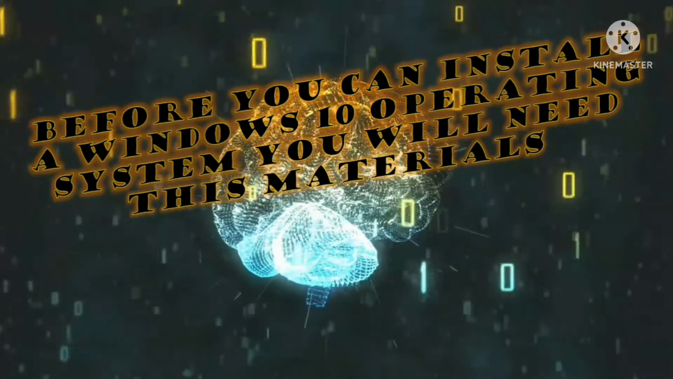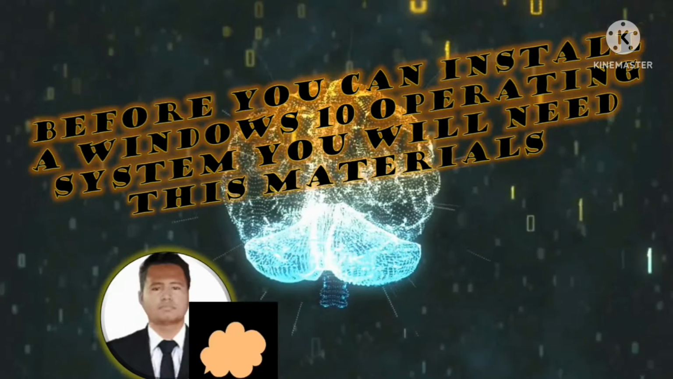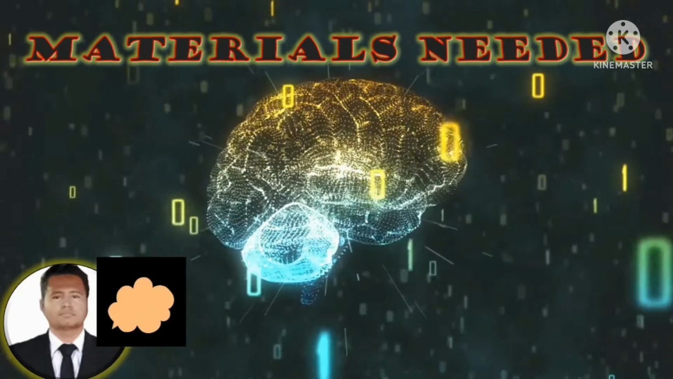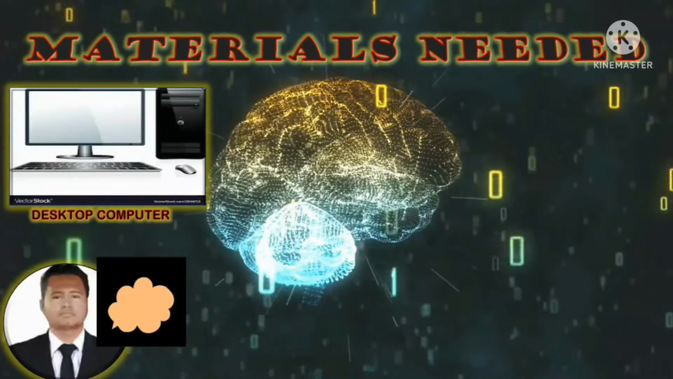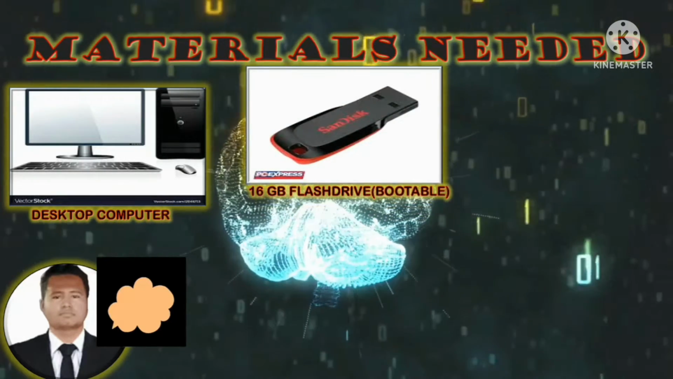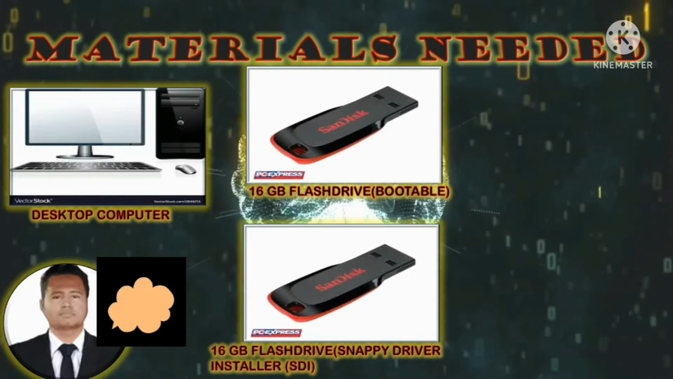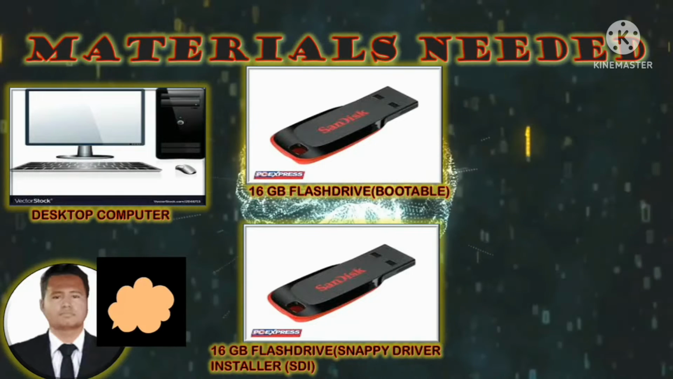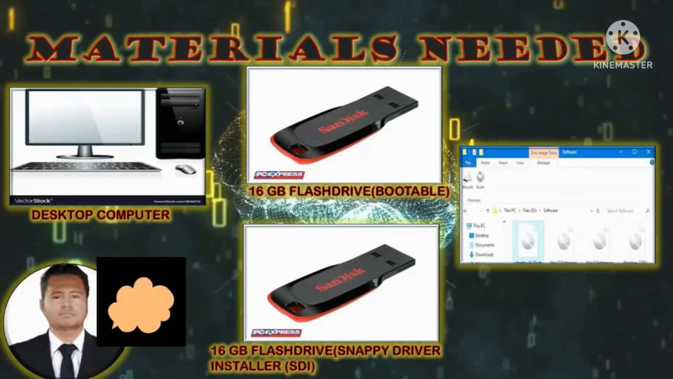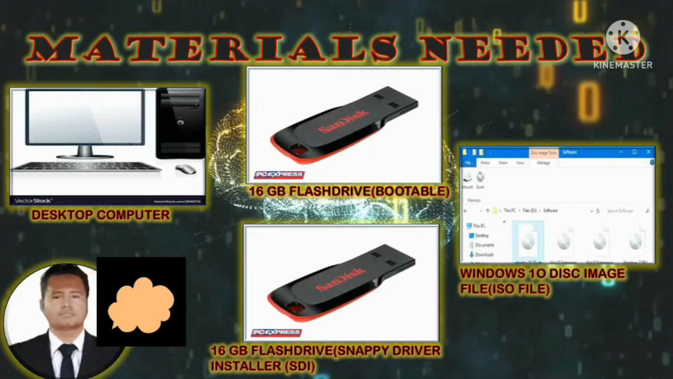Before you can install a Windows 10 operating system, you will need these materials: a desktop computer, a 16 GB bootable flash drive, a 16 GB flash drive for Snappy Driver Installer SDI, and a Windows 10 disc image file or ISO file.